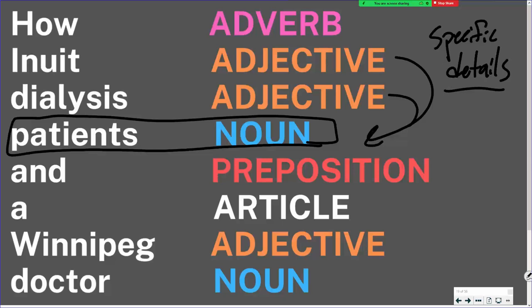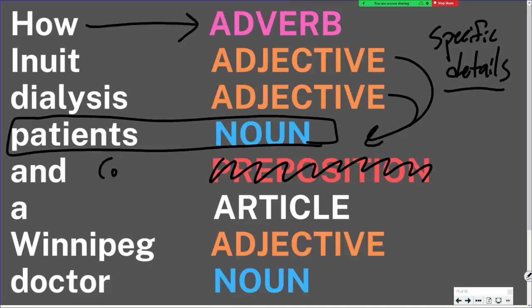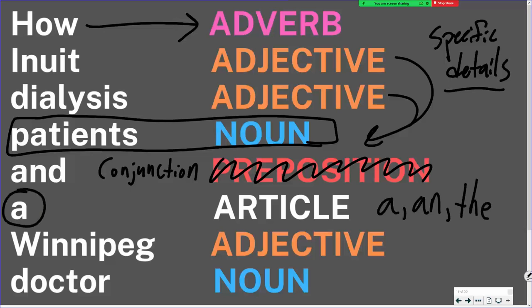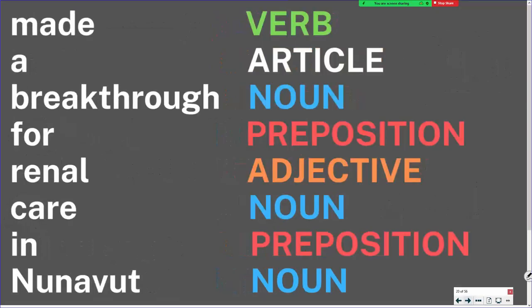So how is an adverb. It tells you how something is done. And is not a preposition, I made a mistake there. And is a conjunction. Article, remember there's only three articles in the English language: a, an, and the, right? So a is one of them. It's not just any doctor, it's a Winnipeg doctor. So Winnipeg is an adjective that modifies the noun doctor.